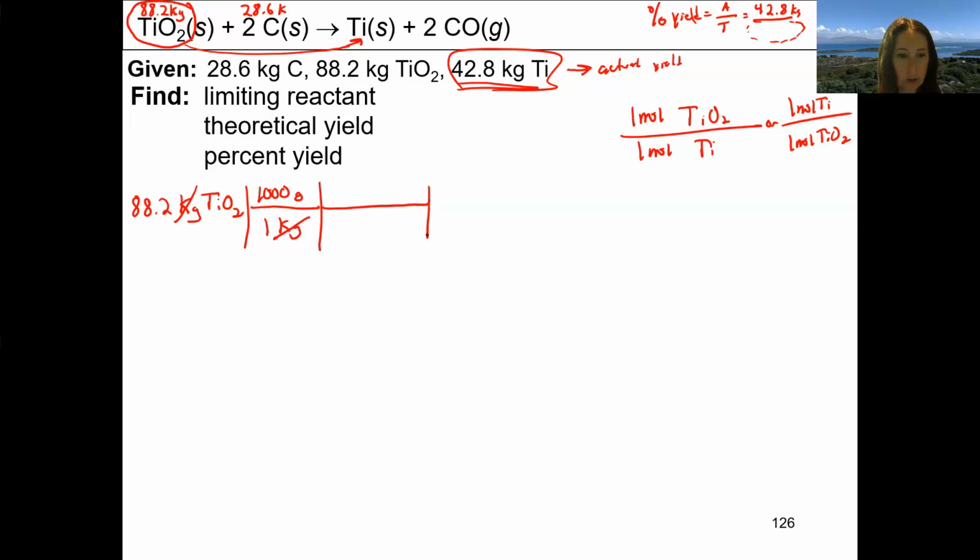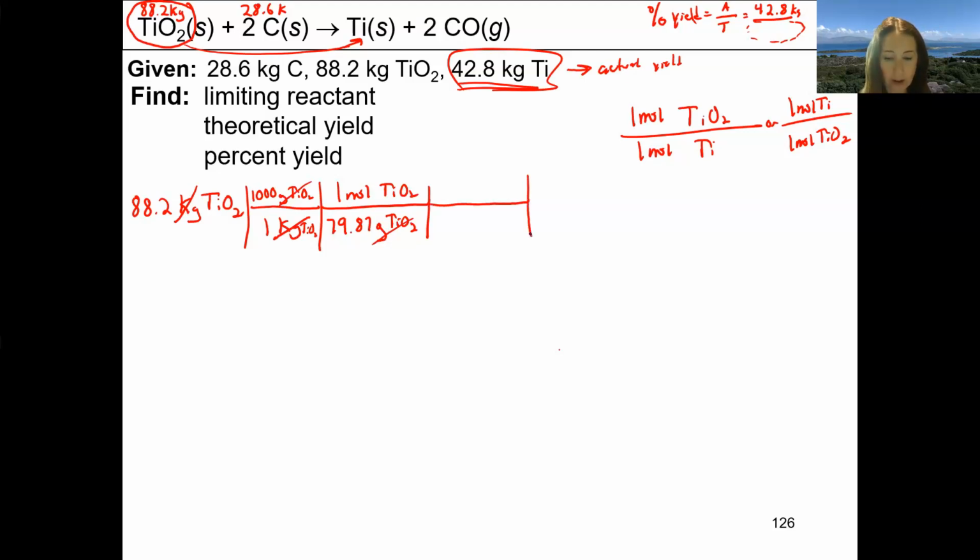And so I added the molar mass for you. The molar mass is 79.87 grams of TiO2 in 1 mole of TiO2. I should put this here just to be extra clear. Grams TiO2, TiO2. Always got to have our units, right? So then grams cancels out with grams. Okay, look, I'm at moles, right?